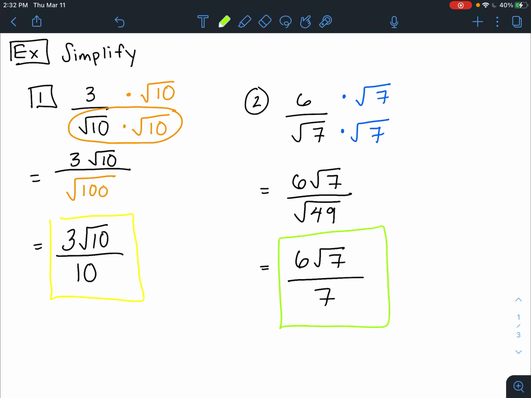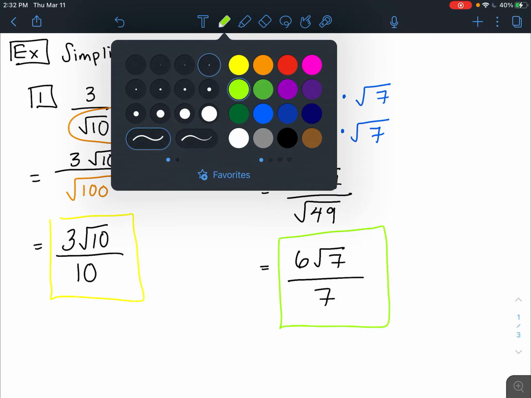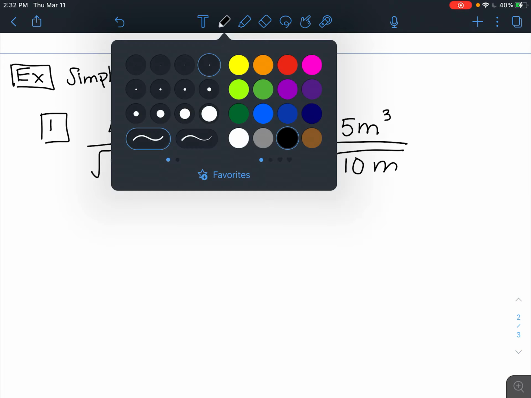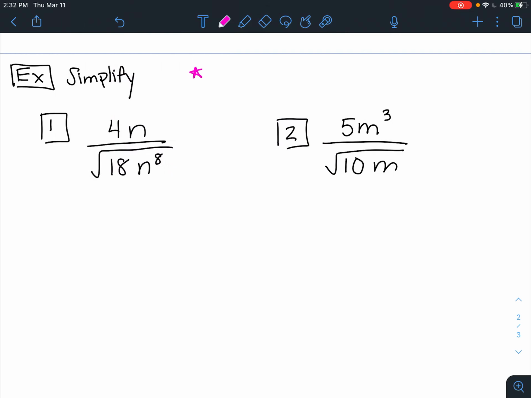So now things do get a little bit more advanced if you have variables in there. So let's do a couple of those. Scroll down here. So we have some examples of ones with variables. So the key thing I want you to remember to do is reduce any radicals, right? Reduce/simplify radicals first. Right? That means break them down.